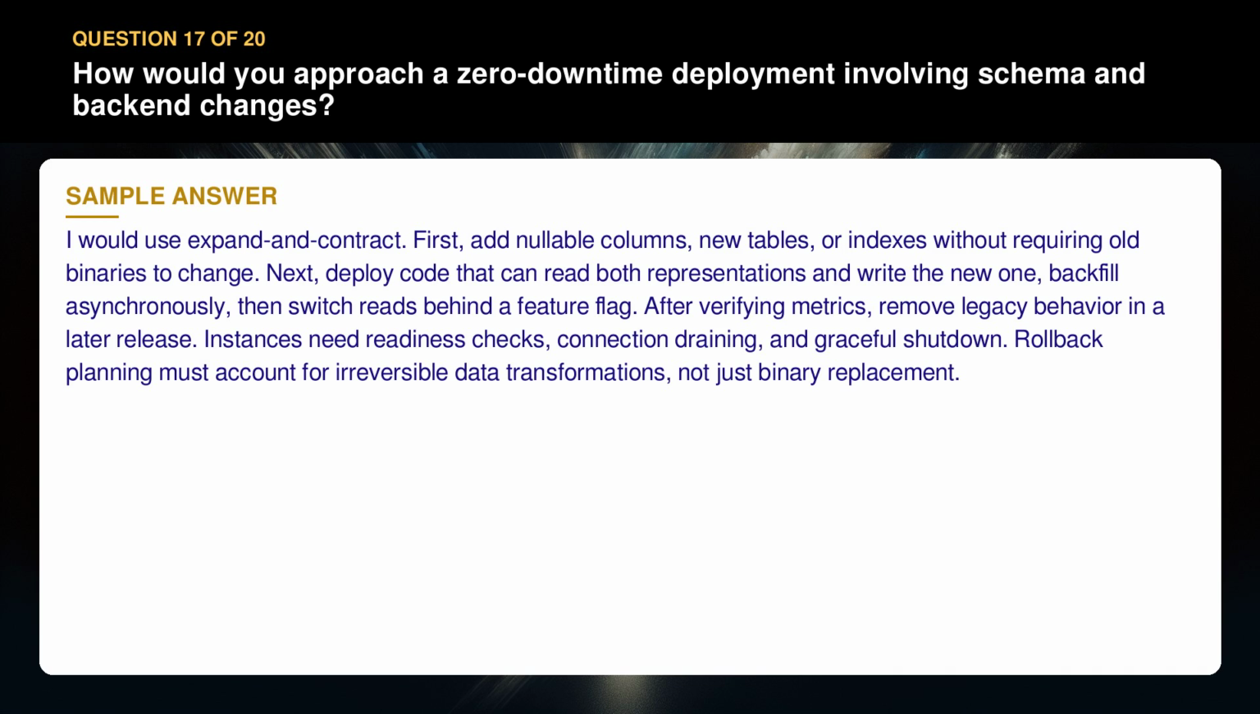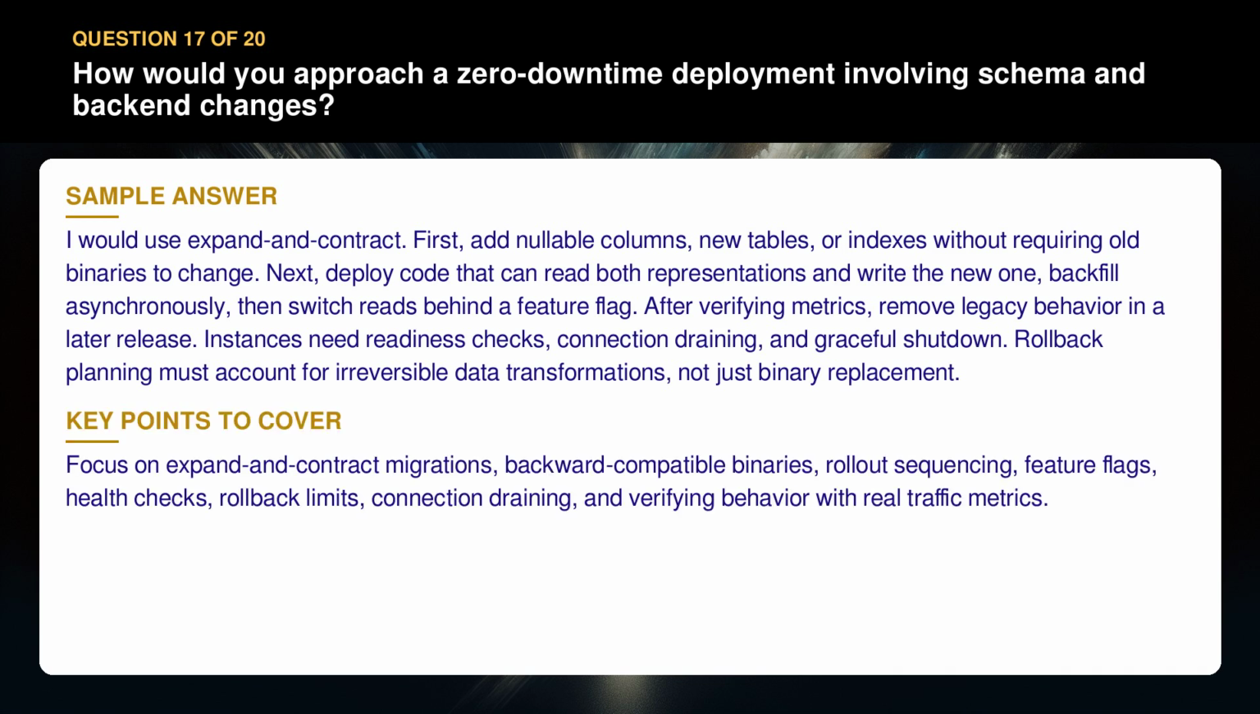Instances need readiness checks, connection draining, and graceful shutdown. Rollback planning must account for irreversible data transformations, not just binary replacement. Focus on expand and contract migrations, backward compatible binaries, rollout sequencing, feature flags, health checks, rollback limits, connection draining, and verifying behavior with real traffic metrics.